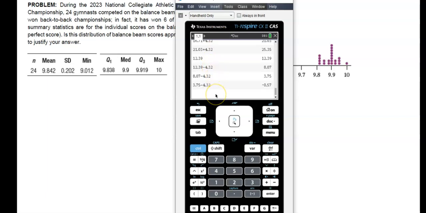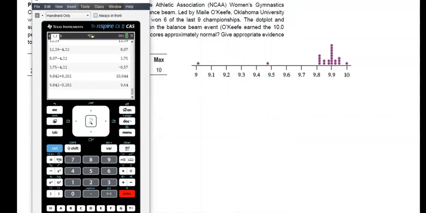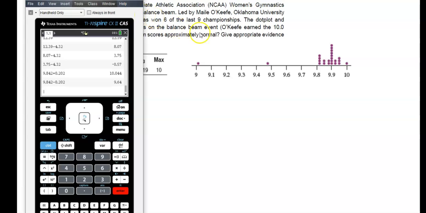So you go, the mean is 9.842, plus standard deviation of 0.202, and then that minus 0.202. So one standard deviation in either direction is between 9.64 and 10.044. 9.64, there's nothing there, and 10.044. So all these points on the right, not the 2 outliers on the left, are within 1 standard deviation of the mean.